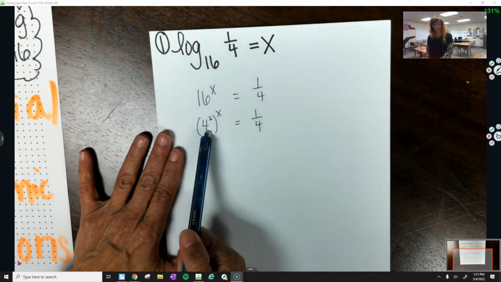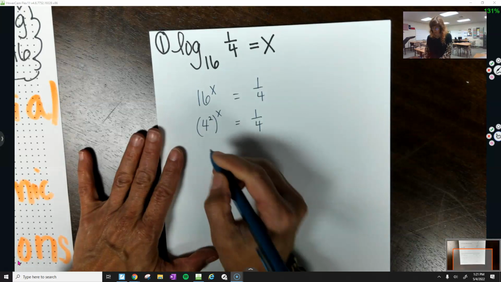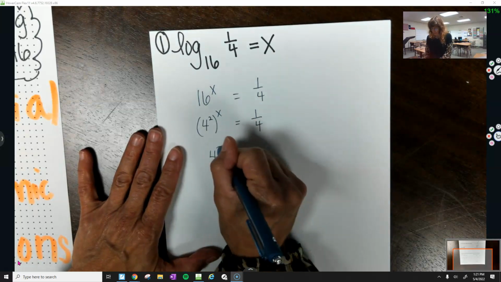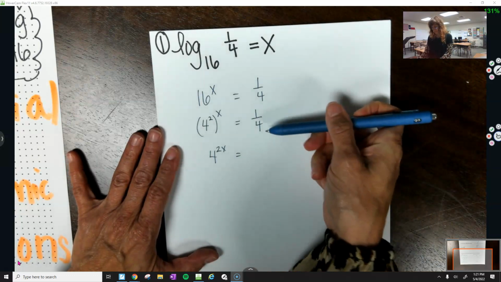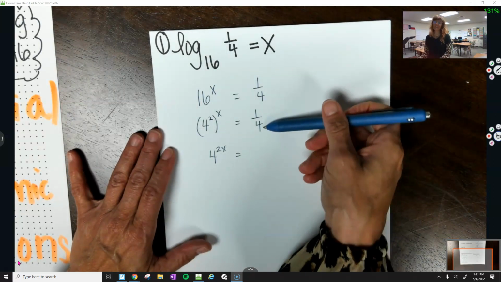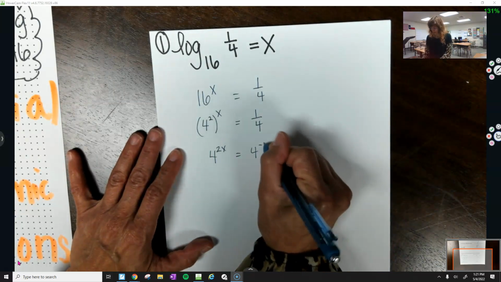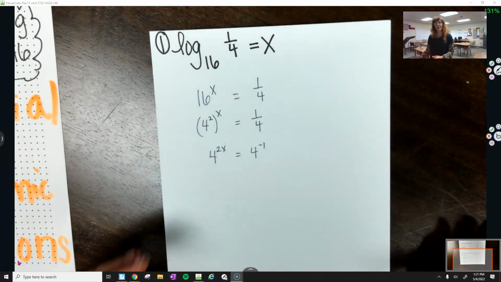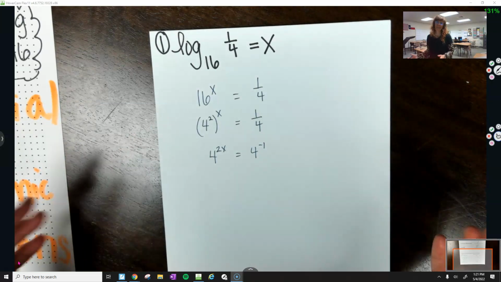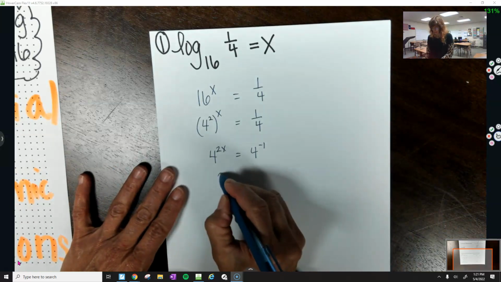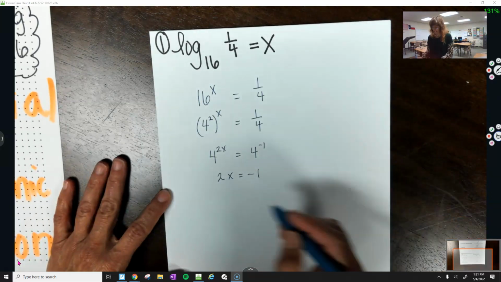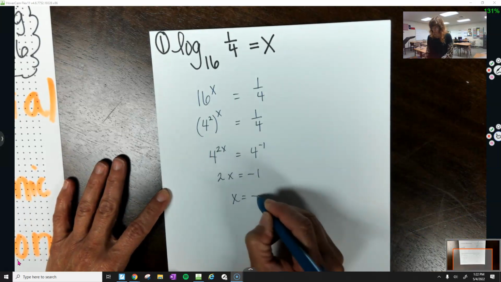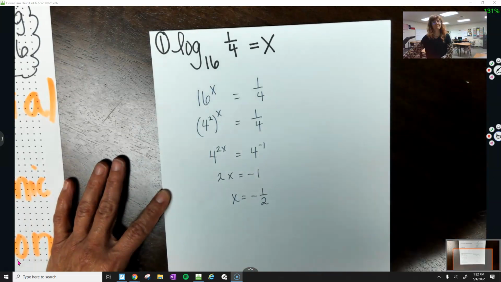So we're going to leave this alone. We're going to change that. So this is going to be 4 to the 2x. I'm just going to multiply those together. And remember, that is 4 to the first power at the bottom. It's going to be 4 to the negative first power at the top. Now we're ready to go. Once the bases are the same, you just solve the exponents. The exponents are 2x equals -1. Divide both sides by 2, and you get x equals -1/2. That's it.